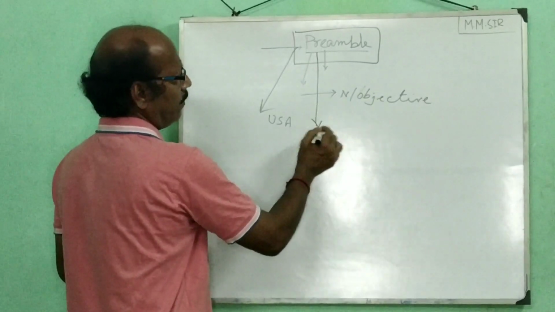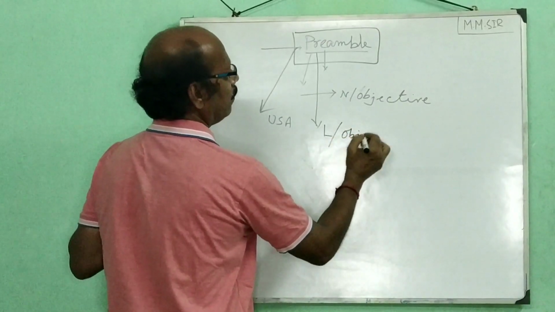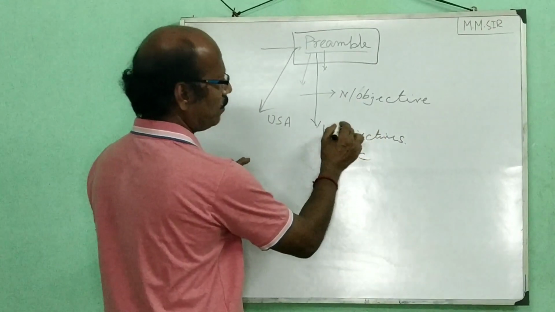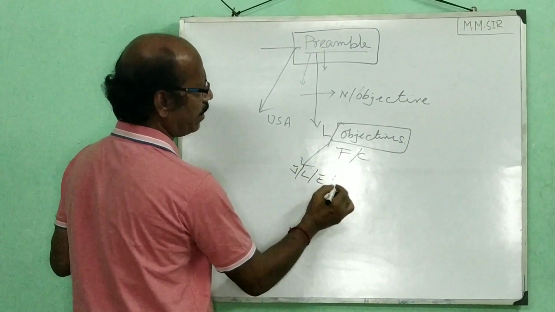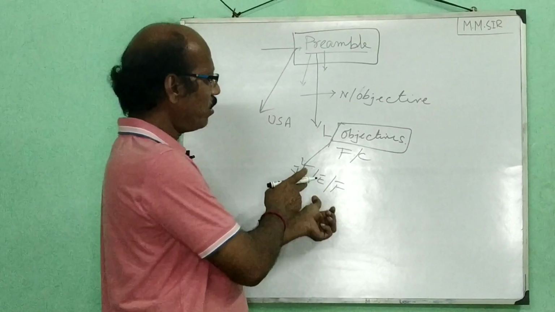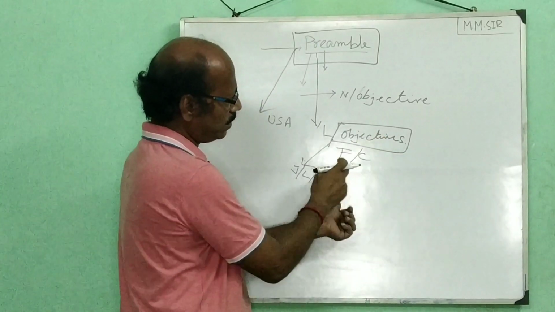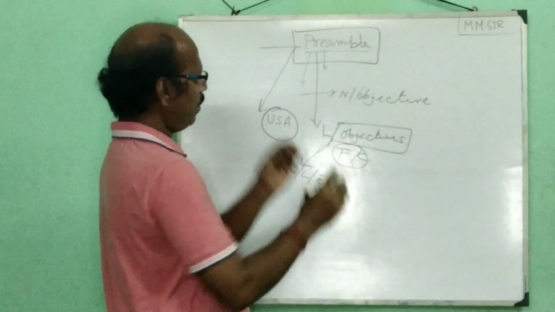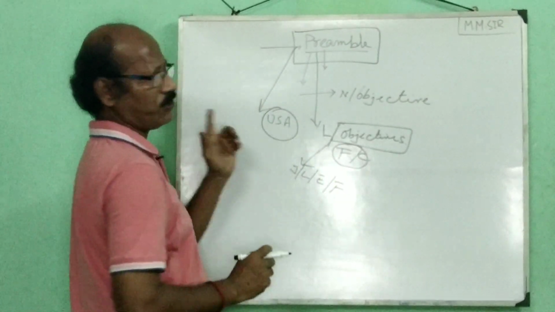On the other hand, the language or the objectives of the preamble have been borrowed from the French Constitution. Why? Because the chief objectives of the preamble are justice, liberty, equality, fraternity, words which were declared by the French philosophers on the eve of the French Revolution in 1789. So the objectives of the preamble have been borrowed from the Constitution of France. On the other hand, that there shall be a preamble in the Constitution, that means the written character of the preamble, has been borrowed from the Constitution of the USA.